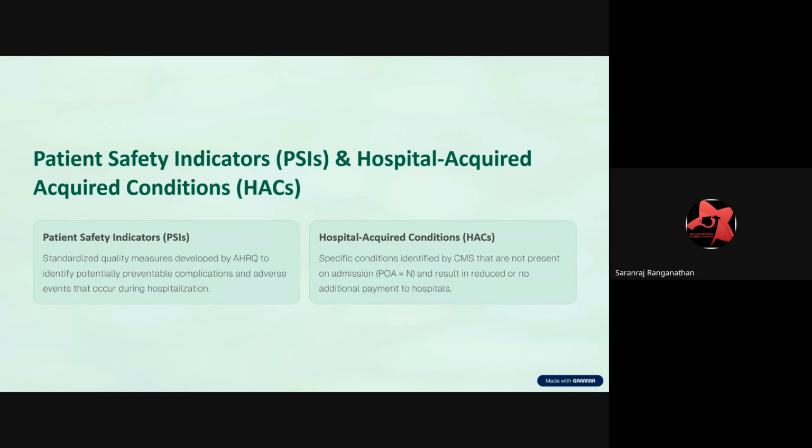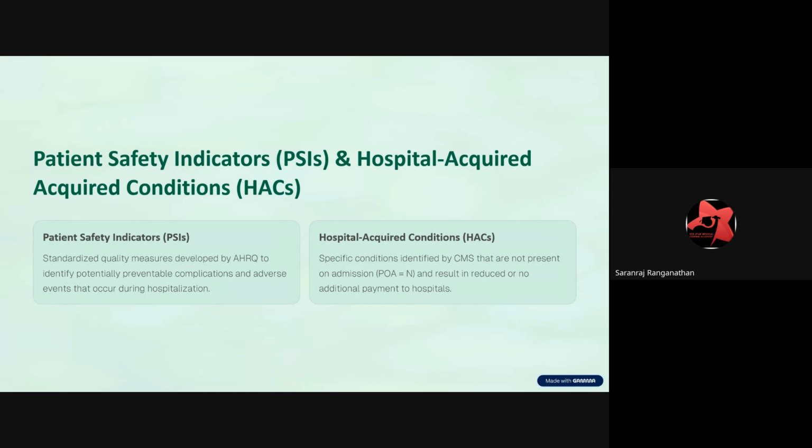Say, for example, a patient is admitted in the hospital for a long time and ends up with a pressure ulcer. That will be indicated with present on admission as no, because it did not occur on admission, it occurred during the hospital stay, so it is indicated with N. The purpose of the HAC is that it affects additional payment to the hospital for the patient. That is the main reason we are addressing hospital acquired conditions as well.